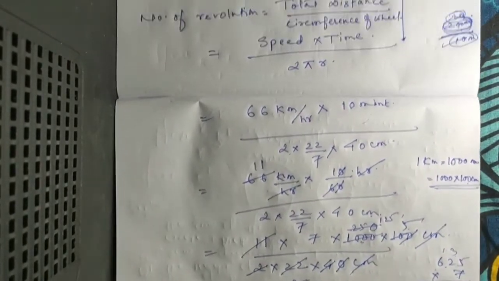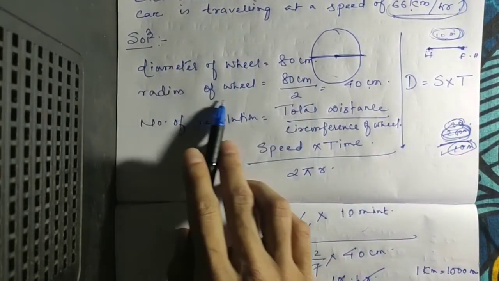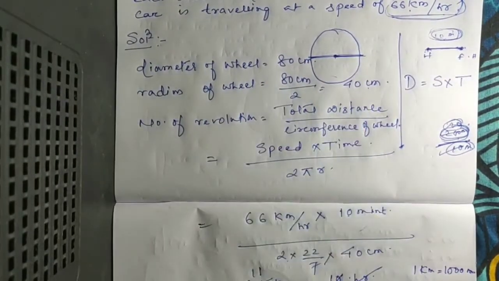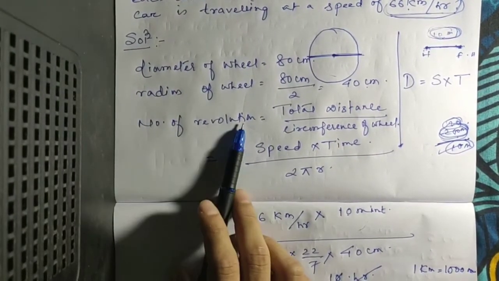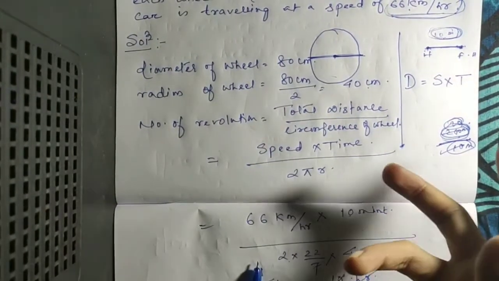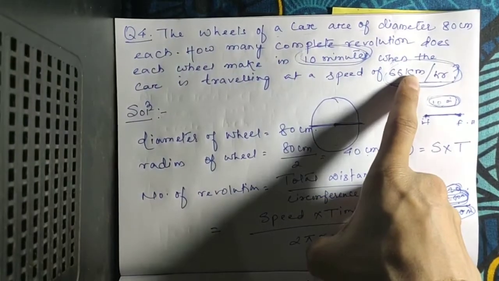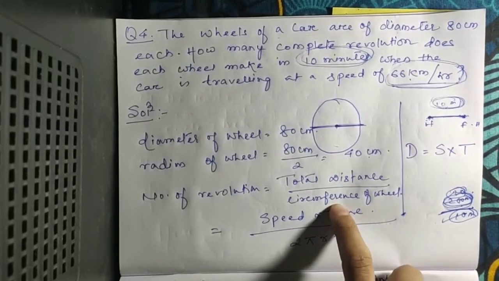Okay. Now again let's revise it. Diameter of the wheel is given as 80 centimeter. We got the radius of the wheel by dividing 80 centimeter by 2, that is 40 centimeter. Done. Now number of revolutions is total distance divided by circumference. As I said, the total distance in 10 minutes with this speed, divided by the circumference of the wheel.